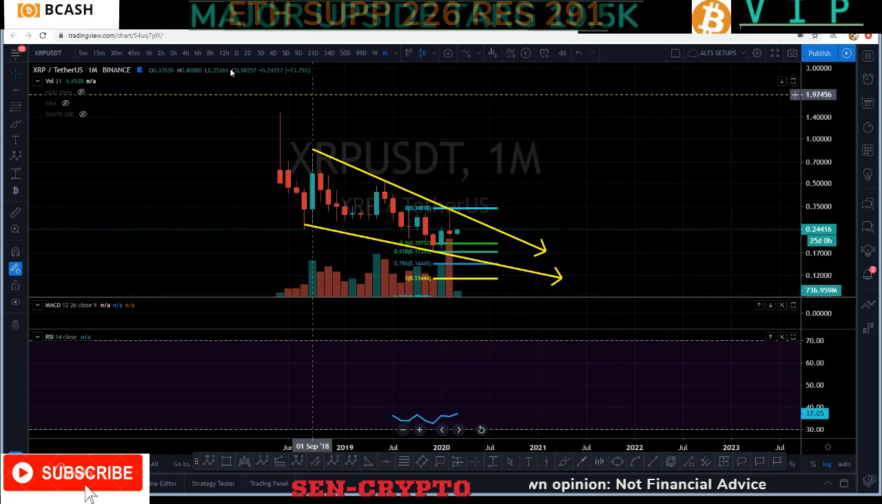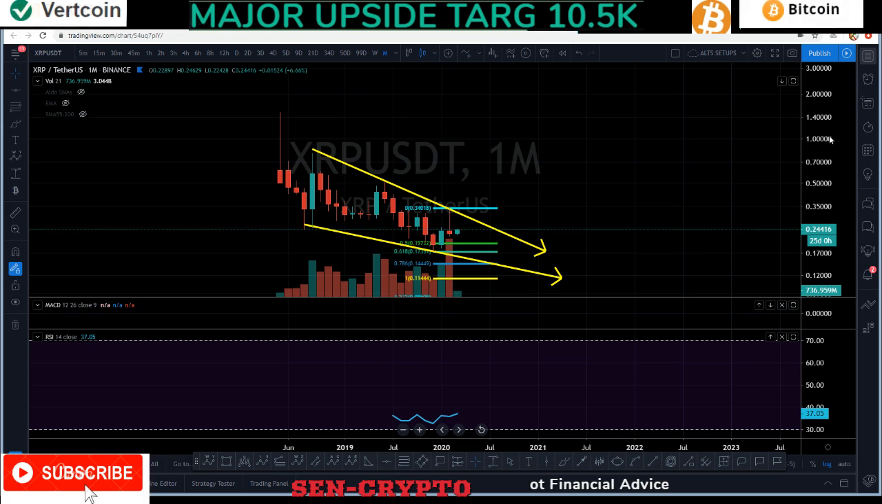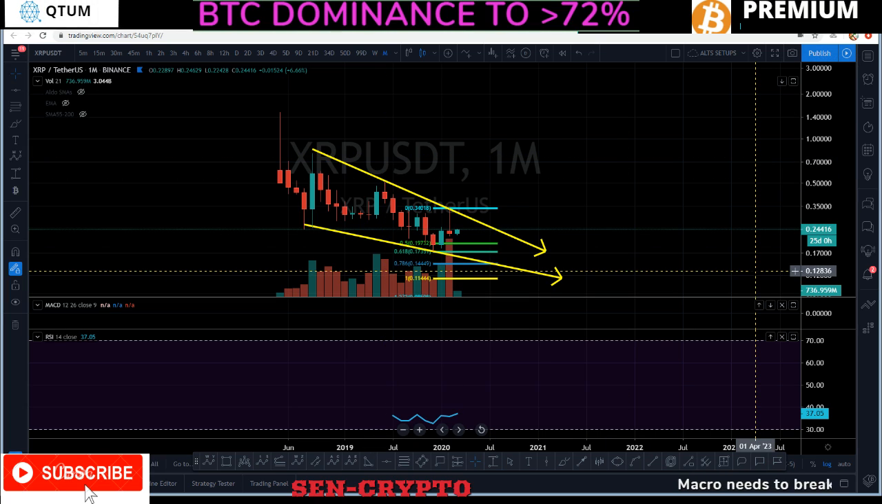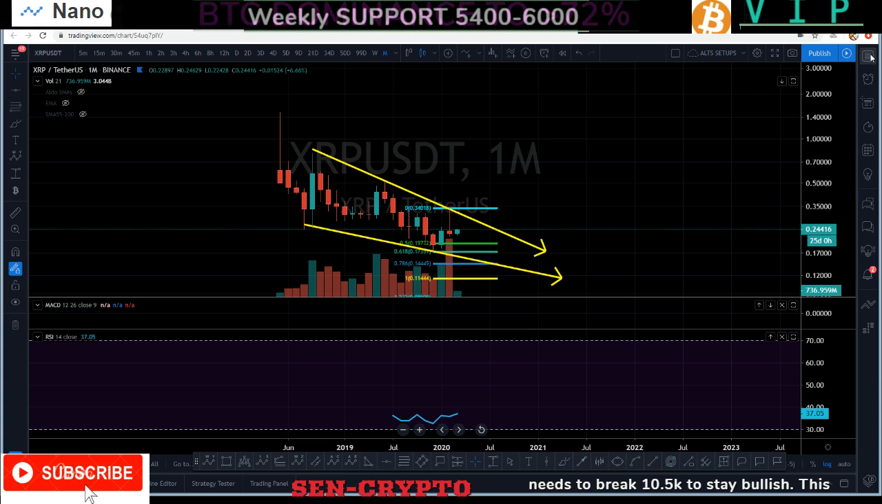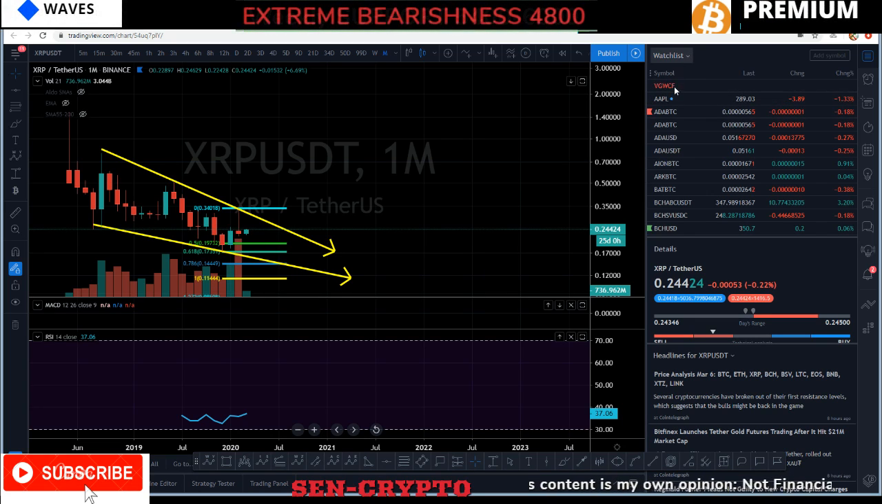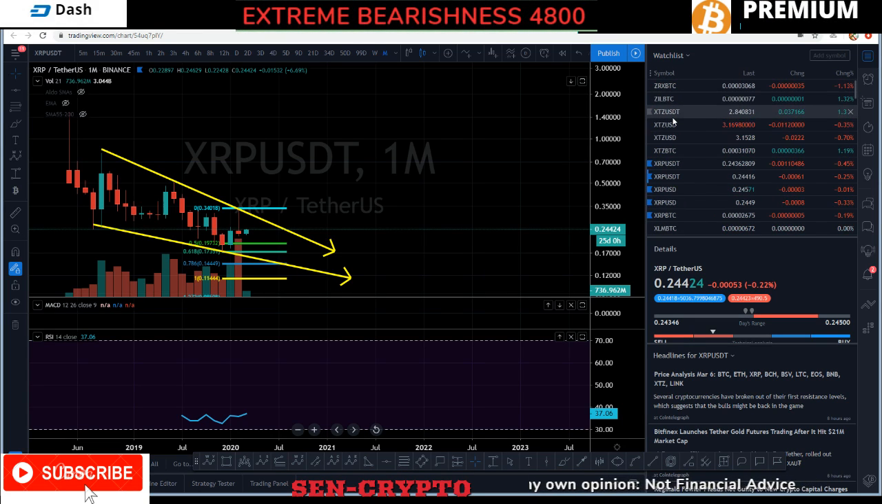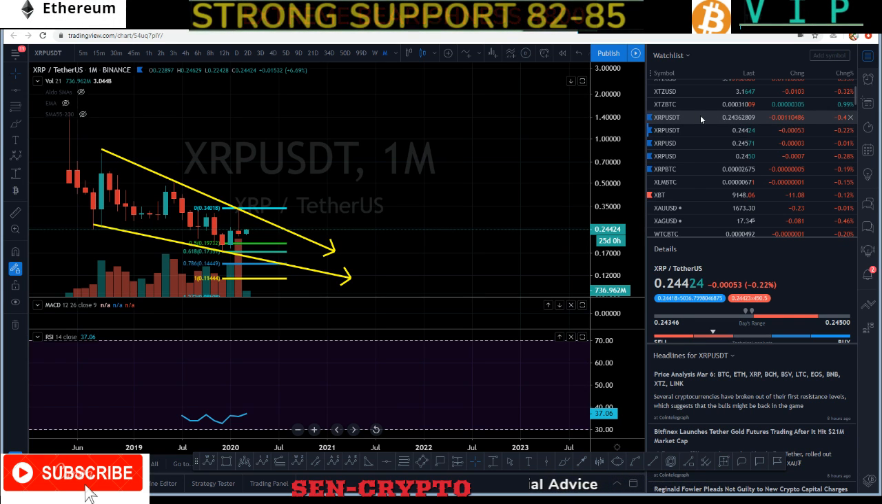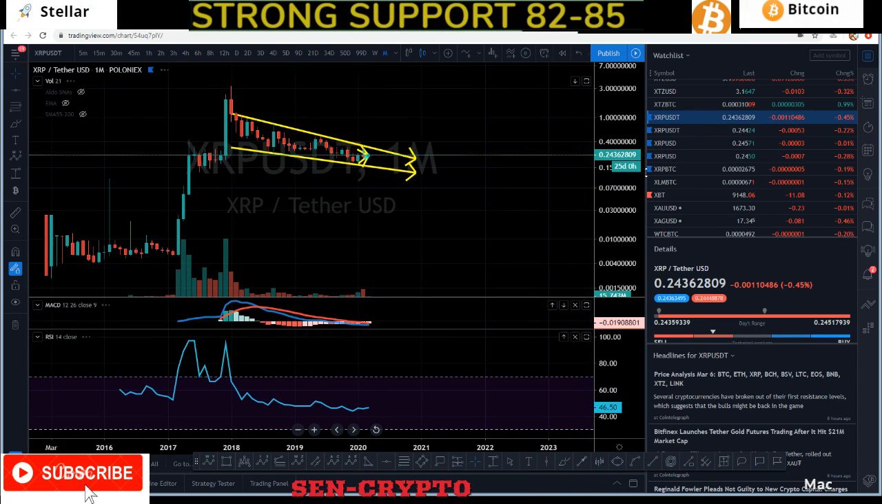So XRP is basically struggling to break the monthly 21 EMA. We need to close above 32 cents on the monthly basis. Until we close above 32 cents on the monthly basis, I don't see XRP going any higher than 32 cents.